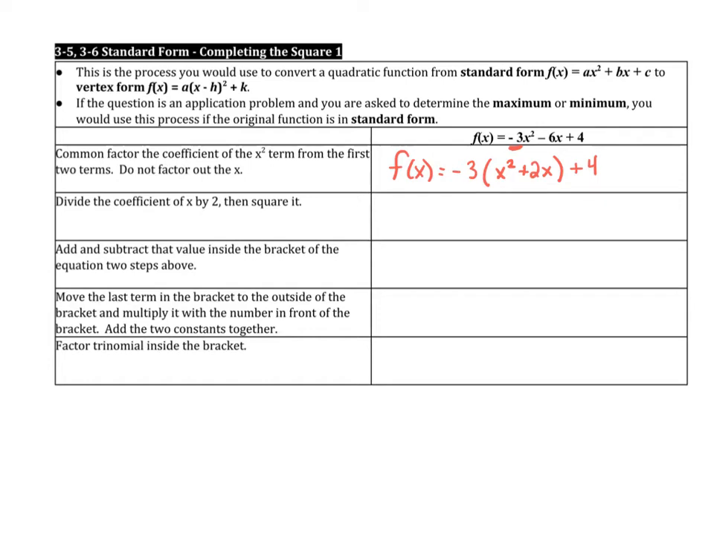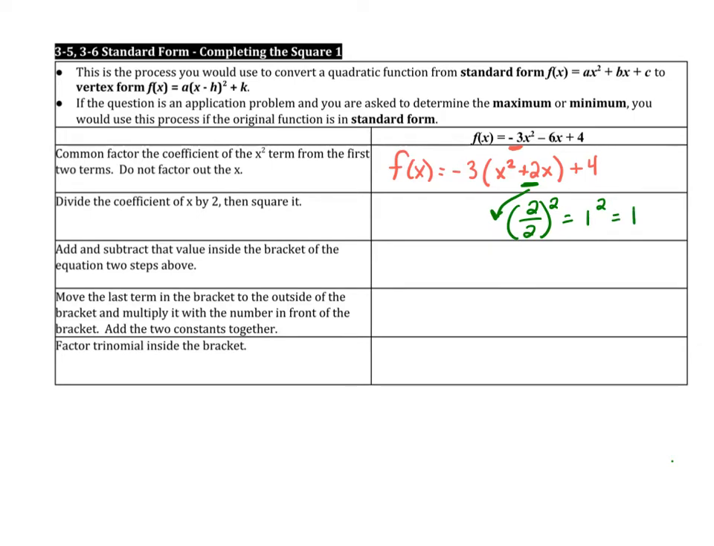The next step is to take the coefficient of x, which is 2, divide it by 2, and then square it. Now, you are always dividing by 2. You're not dividing by 2 because that number is 2. You always divide by 2 no matter what that number is. So whatever that number is, divide it by 2 and then square it. So we're going to take this 2, divide it by 2, and square it. So 2 divided by 2 is 1, and then 1 squared is 1.